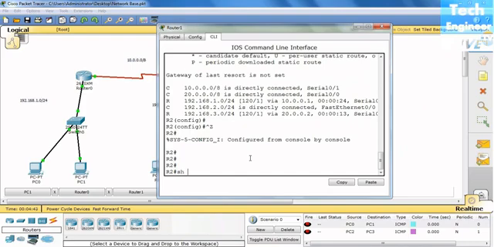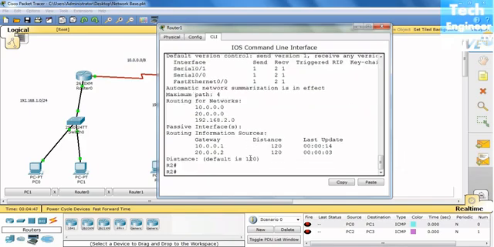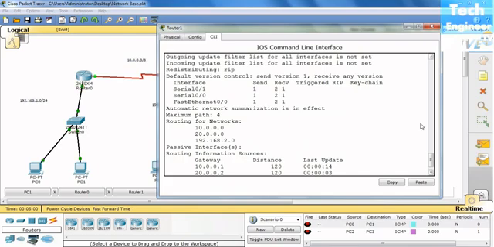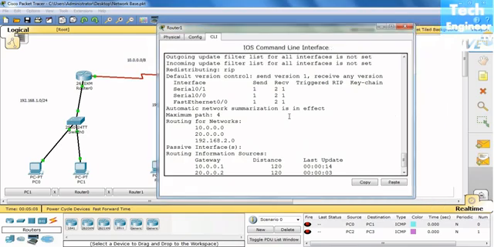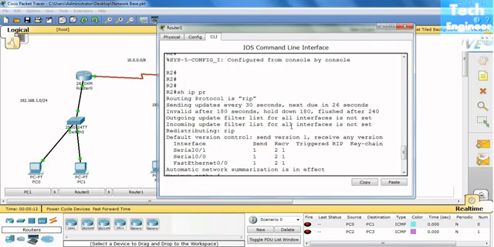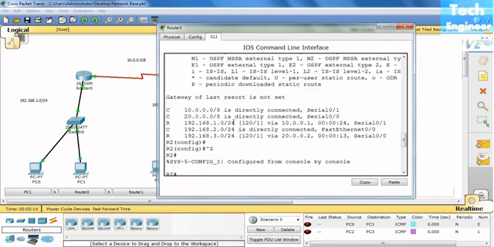But let me show what the new command is. Show ip protocol. This will show you the statistics, that currently routing is done with version 1, and the sending of packets is happening via version 1, and receiving is happening from version 2 or version 1.